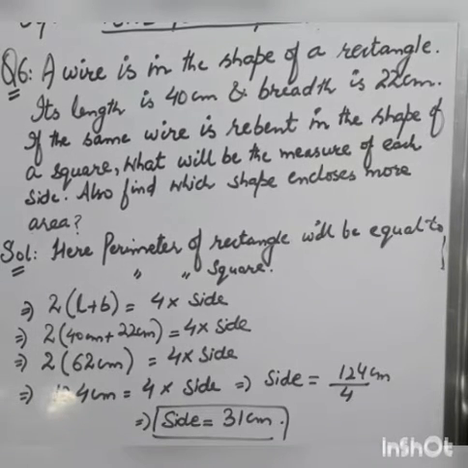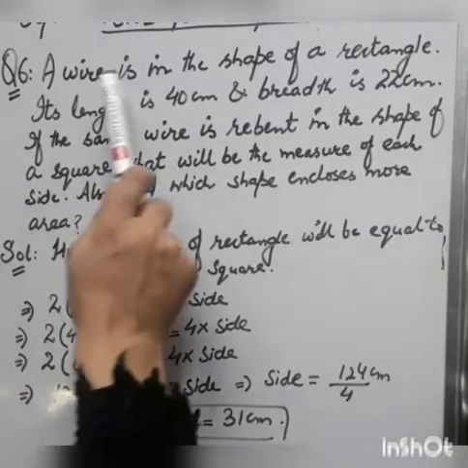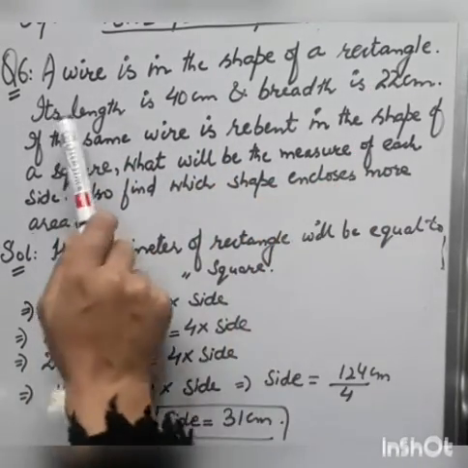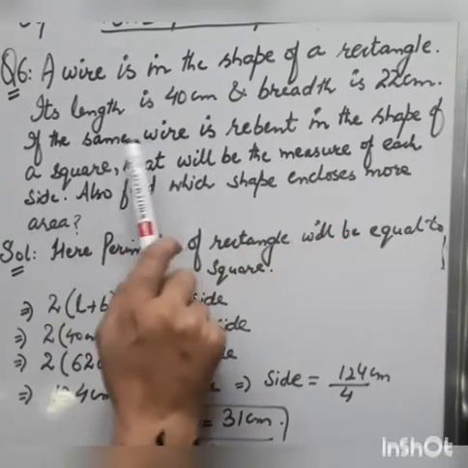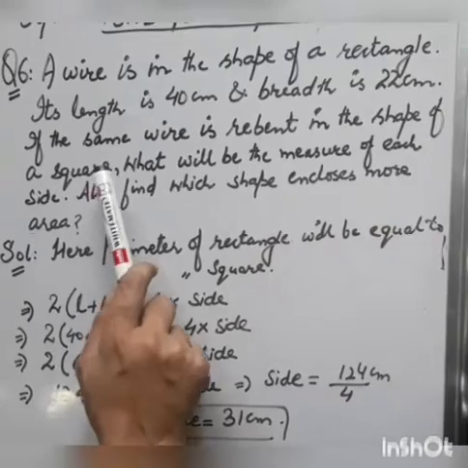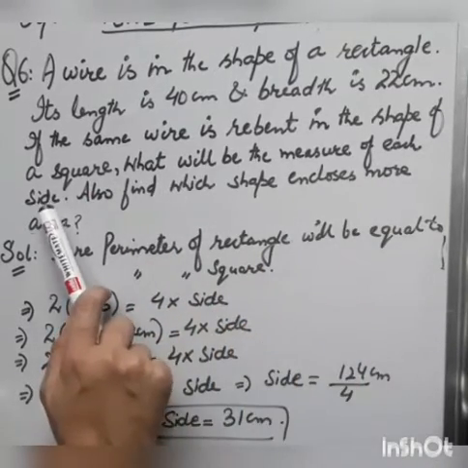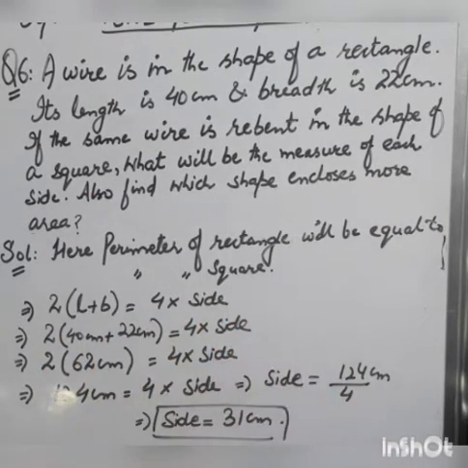Now students, question number 6 is, a wire is in the shape of a rectangle. Its length is 40 centimeter and breadth is 22 centimeter. If the same wire is reshaped in the shape of a square, what will be the measure of each side? Also find which shape encloses more area.